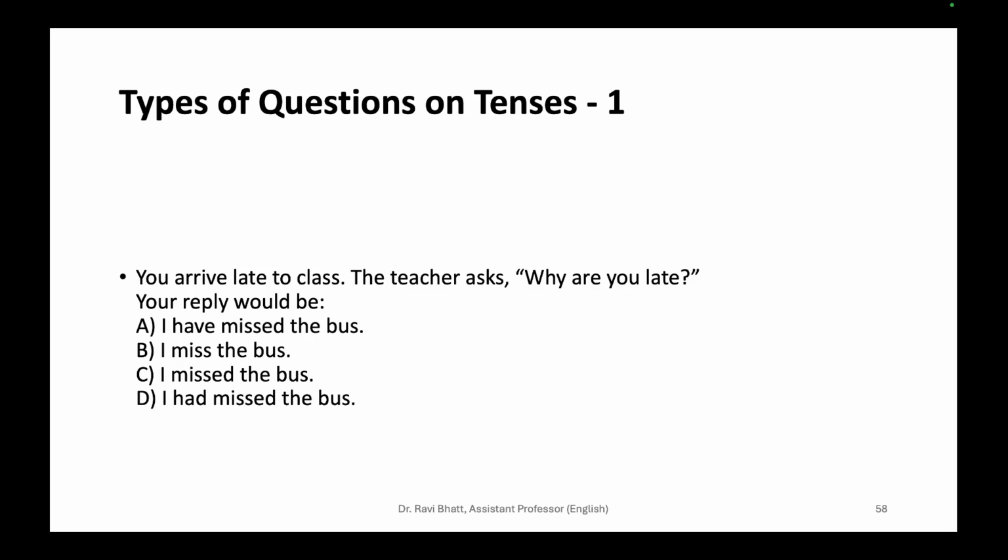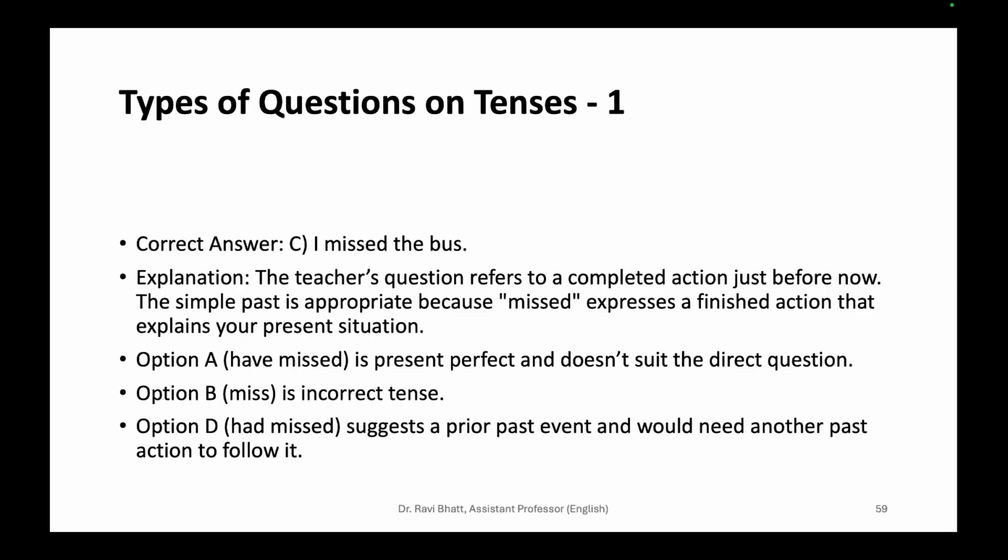So your reply would be: A, I have missed the bus. B, I miss the bus. C, I missed the bus. And D, I had missed the bus. So the correct answer would be C, I missed the bus. Explanation: the teacher's question refers to a completed action just before now. The simple past is appropriate because "missed" expresses a finished action that explains your present situation.